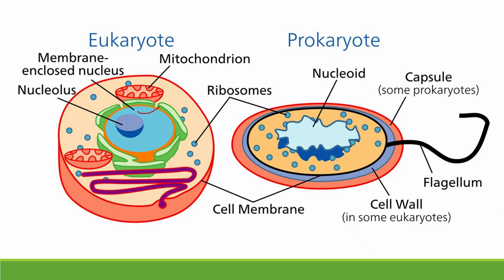Now let's understand the two main types of cells, eukaryotic and prokaryotic. The first we can see is the eukaryotic cell. These cells are more complex and have a well-defined nucleus enclosed by a membrane. Inside you can see structures like the mitochondria, which produce energy, and here you can see ribosomes, which help in protein synthesis. There is also a nucleolus inside the nucleus, which plays a role in ribosome formation.